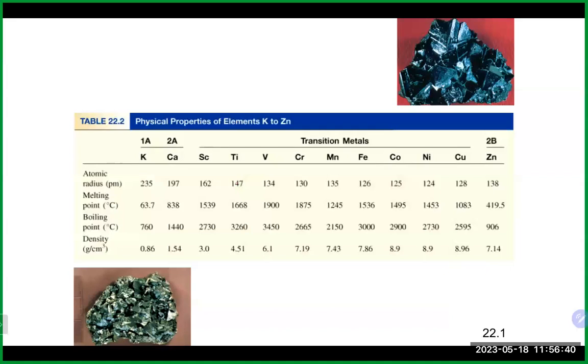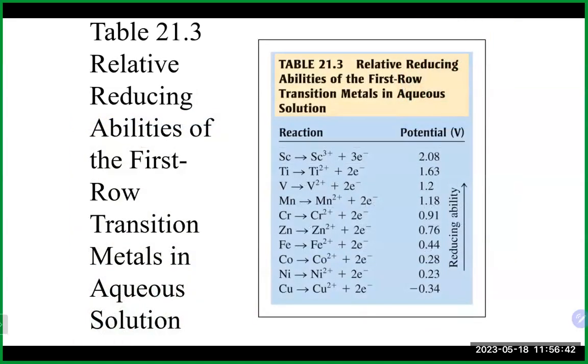All right, another table of some properties there. This is the relative reducing abilities of the first row transition metals, and what we see is greater reducing ability coming up here, right? Which means that the one at the top here is more readily oxidized. So if you're a greater reducing agent, you will be oxidized.